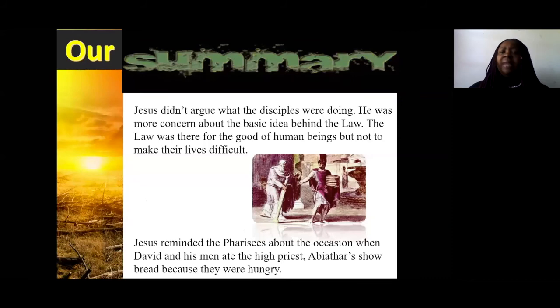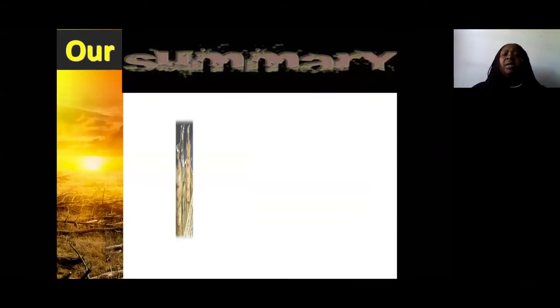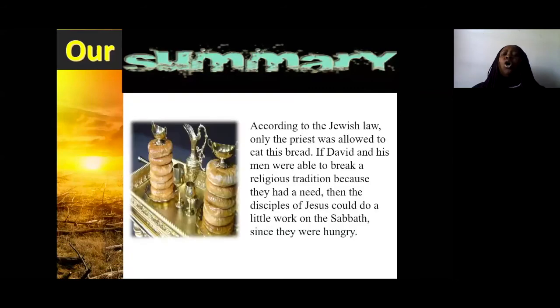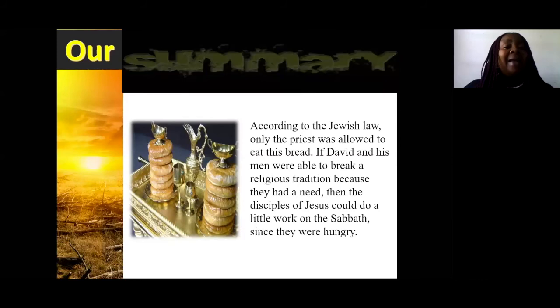And that's all Miss Johnson was trying to say. All right. So according to the Jewish law, only the priest was allowed to eat this bread. If David and his men were able to break a religious tradition because they had a need, then the disciples of Jesus could do a little work on the Sabbath since they were hungry.